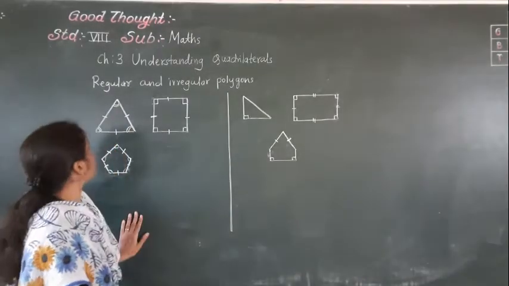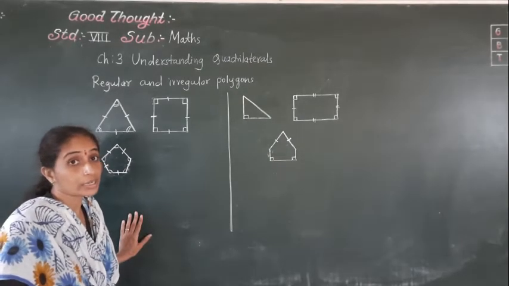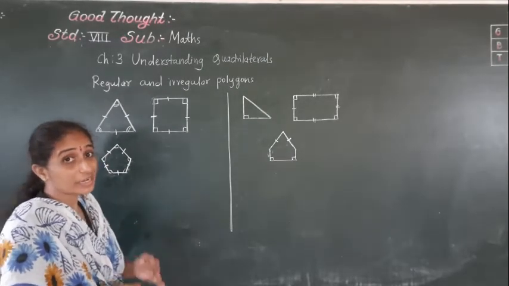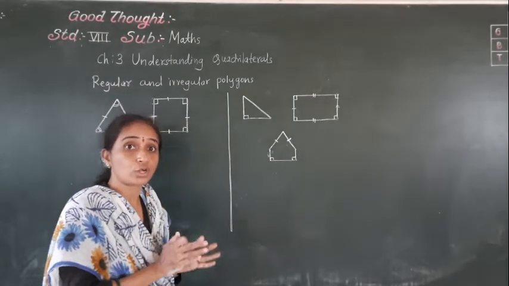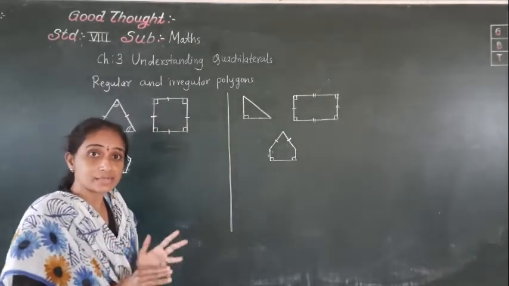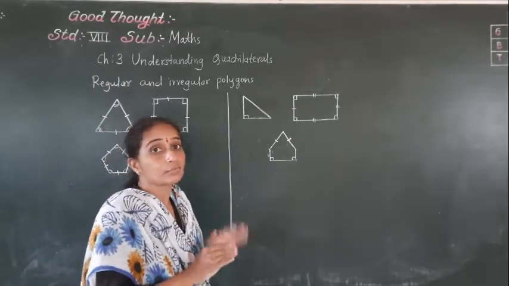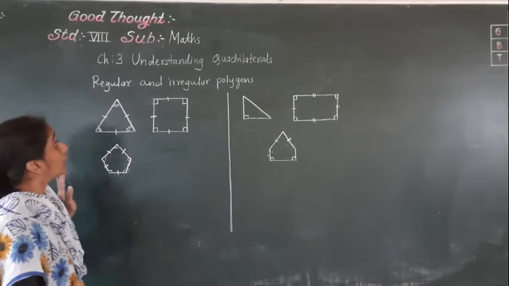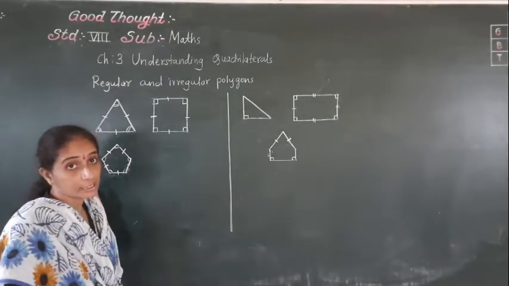Understood? Let's learn now regular and irregular polygons. Okay. Now, what is meant by regular? Regular means the angles and the sides of the polygon are the same. If the angles and sides of the polygon are equal, then we say that polygon is a regular polygon. Okay.